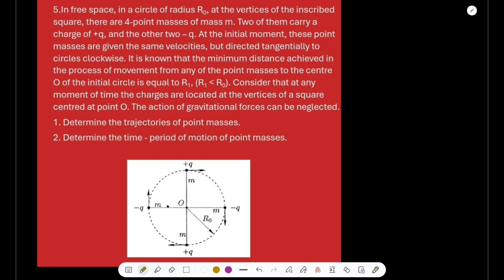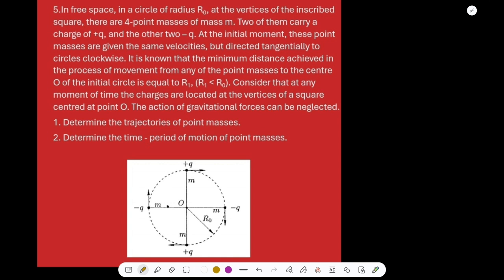Consider that at any moment of time, the charges are located at the vertices of a square centered at O. The action of gravitational forces can be neglected. Of course, determine the trajectories of the point masses, and determine the time period of motion of the point masses.